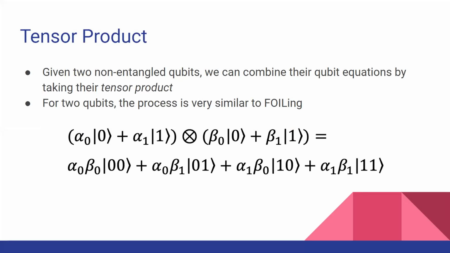So in order to combine the equations of multiple qubits, we can use something called a tensor product. The one I'm showing is pretty simple. We're just taking the tensor product of 2 qubits, but you can also take it of more than 2 qubits. But for simpler math, I only did 2.